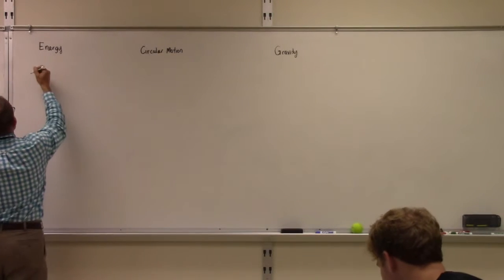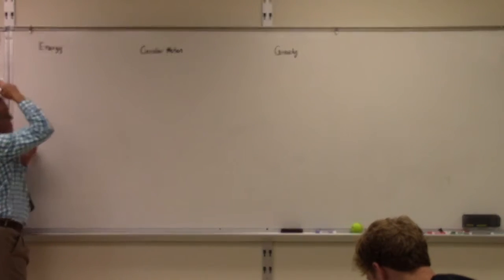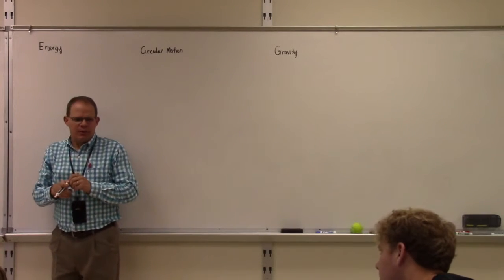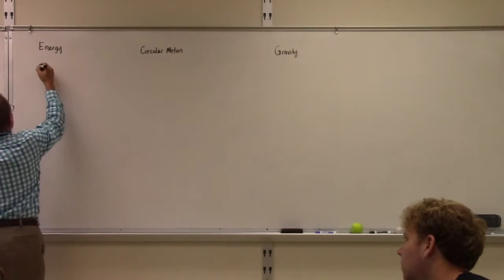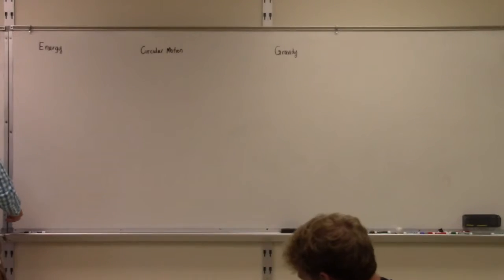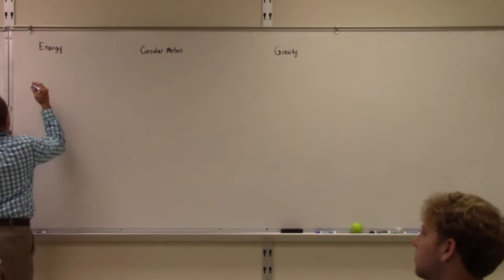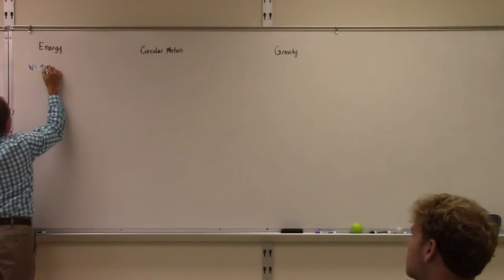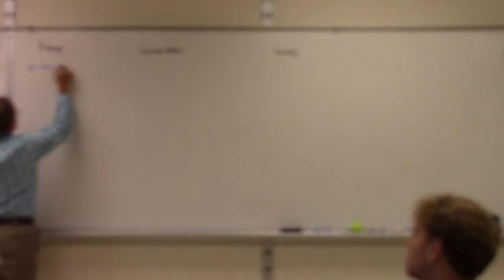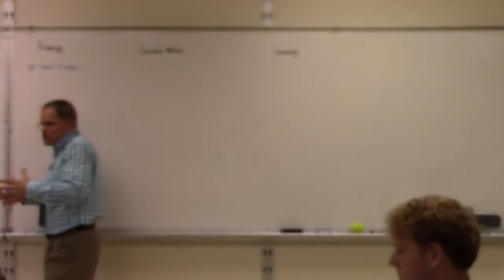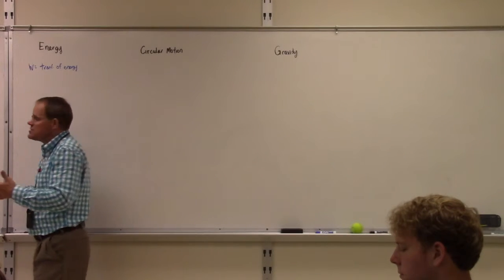Energy. So the big idea in energy is that energy is this very vague, abstract idea. We kind of call it the accounting system of the universe. But we talked about work, and so we'll start there. We can define work as the transfer of energy. So work is the transfer of energy from one form to another. You have to have a force to transfer the energy. You can't transfer energy from one form to another without a force.